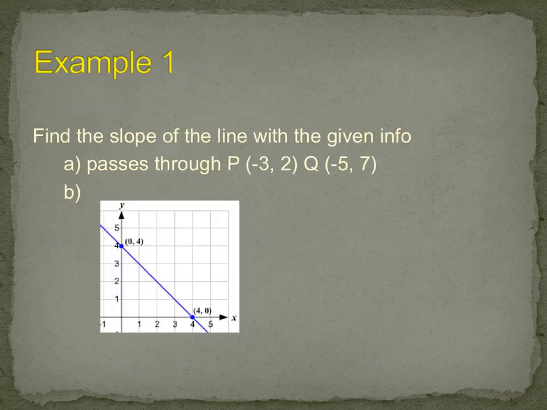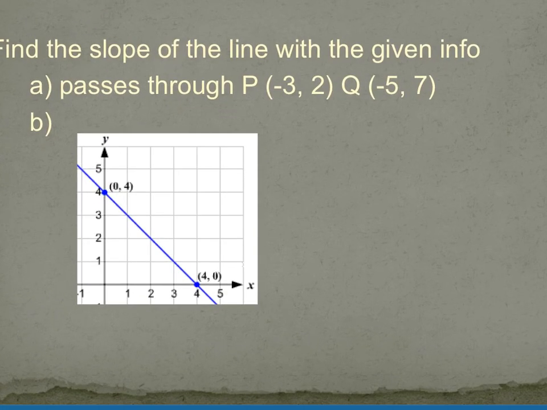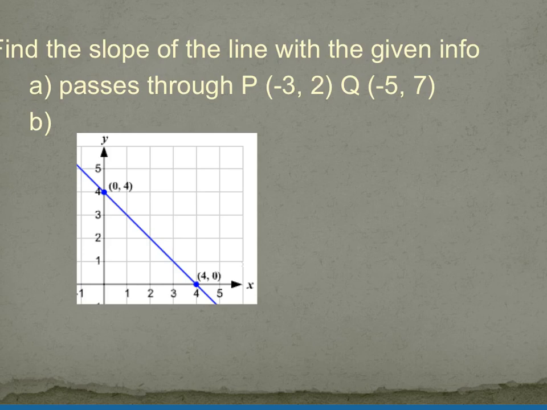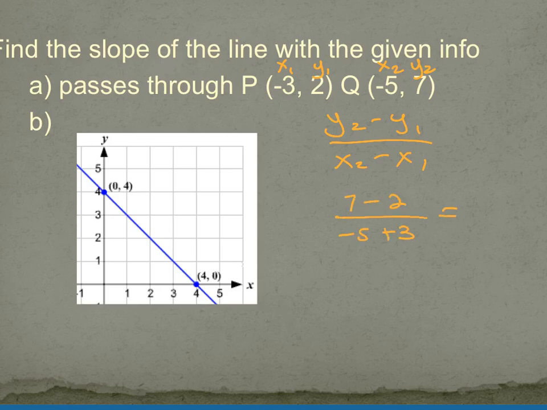All right, so this one just says find the slope of the line with the given information. The first one, they give you the 2 points. The second one, they're giving you the graph. So for the first one, this is where you want to use y2 minus y1 over x2 minus x1. It does not matter which ones you make the 1s and the 2s, as long as they're consistent within the parentheses. You can't have like an x1 with a y2. So now I'd get 7 minus 2 over negative 5 minus a negative 3. And I get 5 over negative 2. There's the slope.